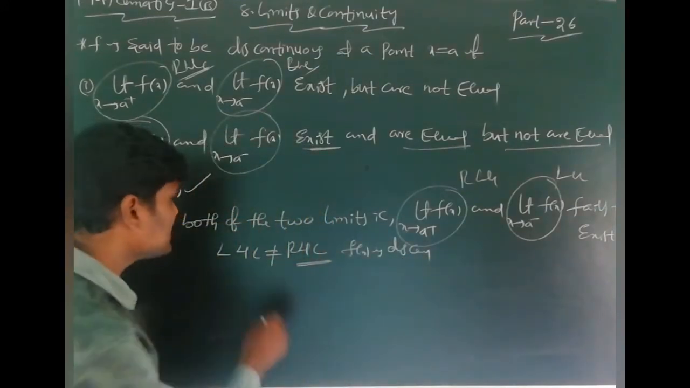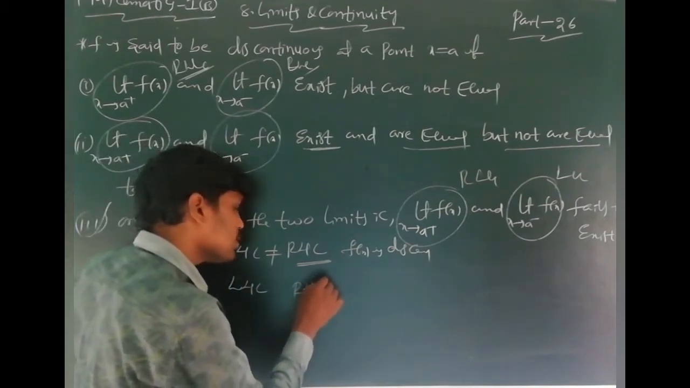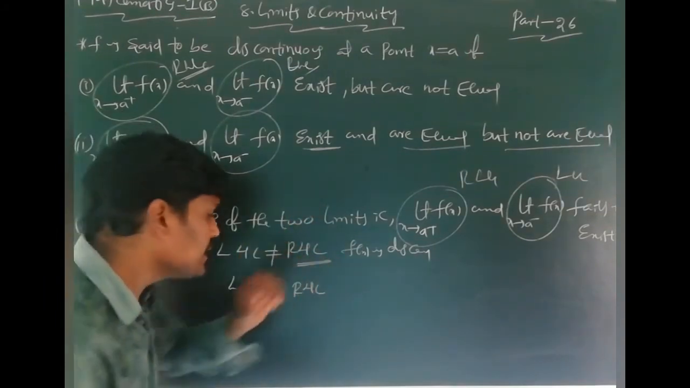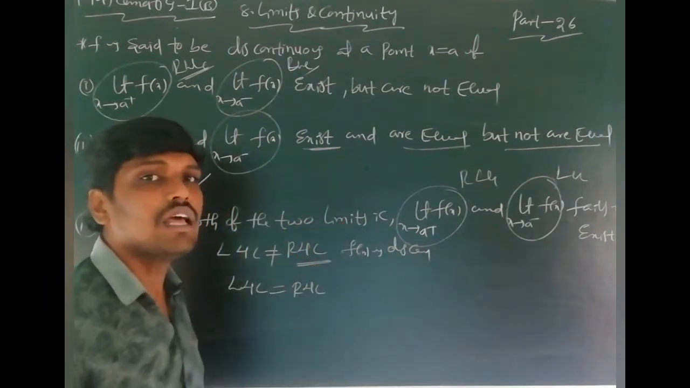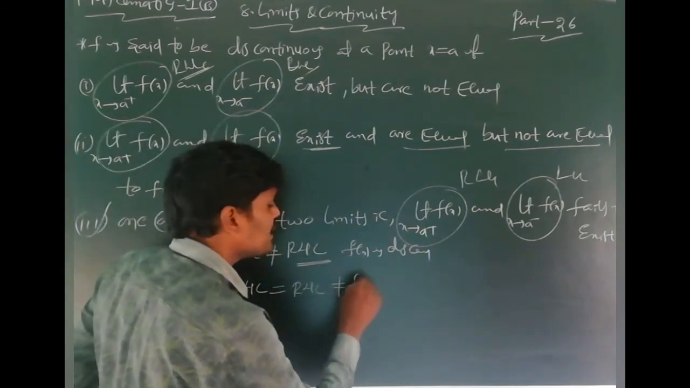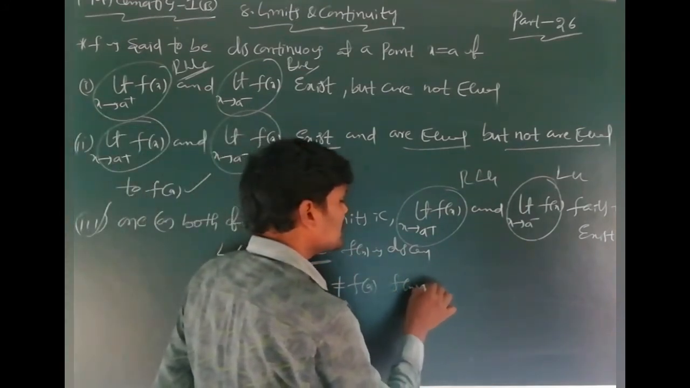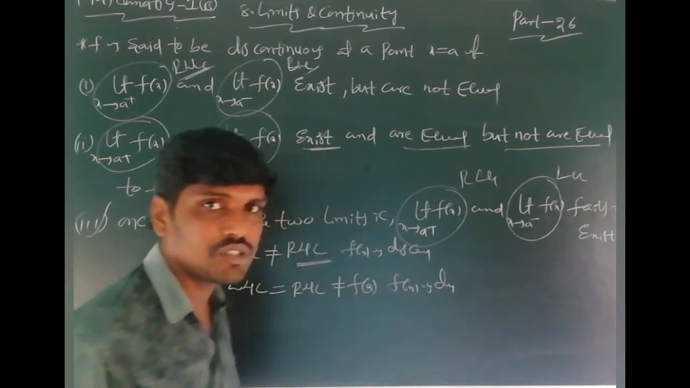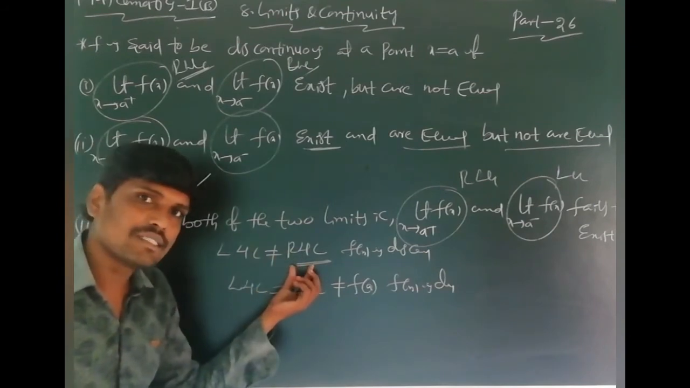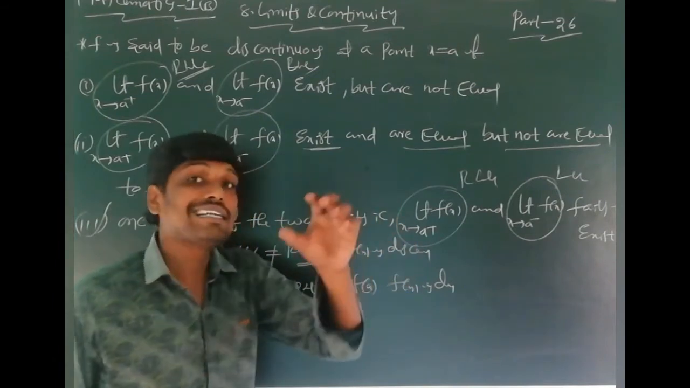What is the second condition? Here left hand limit exists and right hand limit also exists, and both are equal. Left hand limit value equals right hand limit, but this value is not equal to f of A. In this case f of x is discontinuous. Understood, students? Here left hand limit exists, right hand limit exists, but both are unequal. In this case f of x is discontinuous.